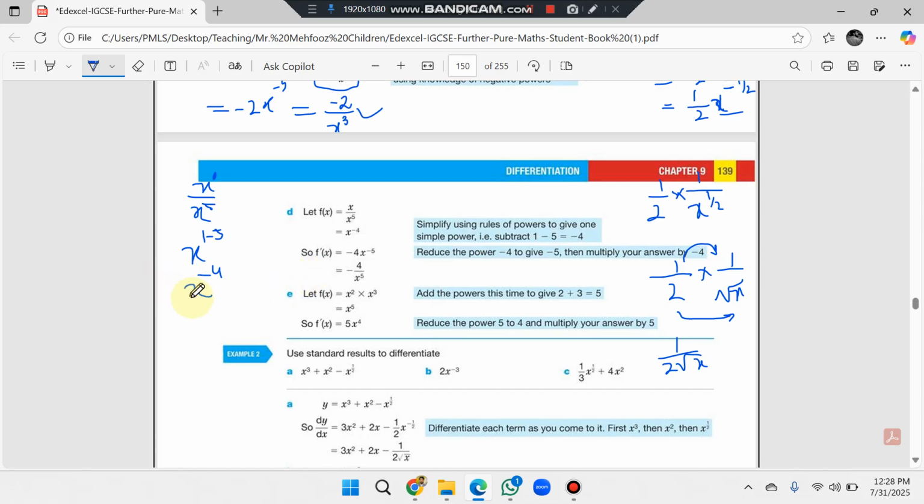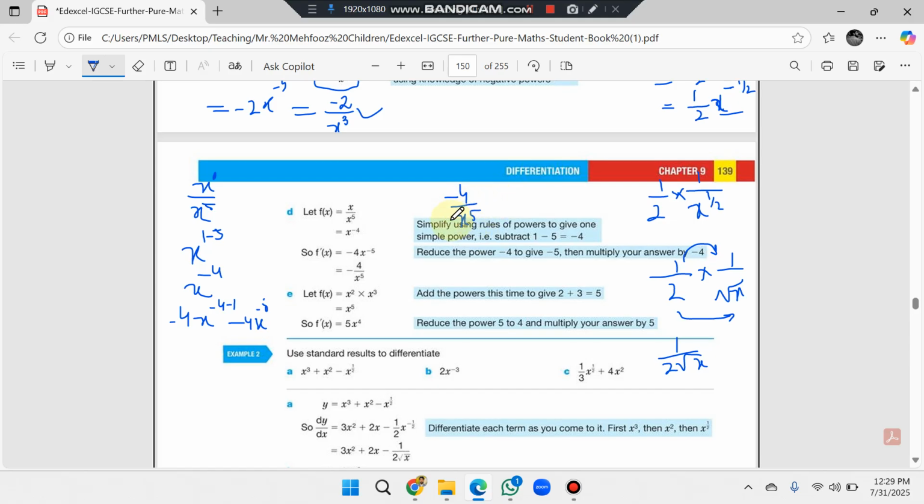Yes. Again, when we take the derivative, we have minus 4 x raised to the power minus 4 minus 1. It will become minus 4 x raised to the power minus 5. So we can write it as minus 4 over x raised to the power 5. Understand or not?